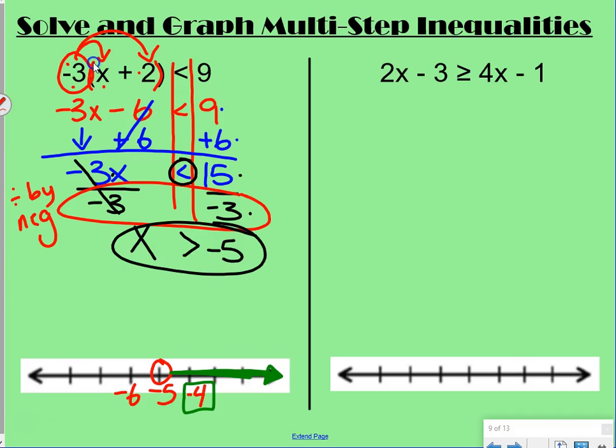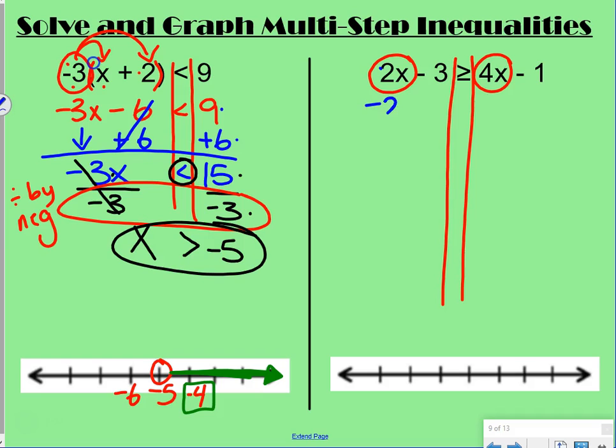Next example, we have 2x minus 3 is greater than or equal to 4x minus 1. If we look, we have a variable on both sides. We want it to be on one side. So we want to move the smaller one. 2x is smaller than 4x, so we'll move the 2x by doing minus 2x on both sides.